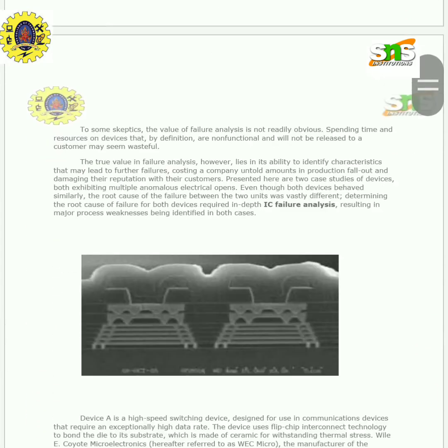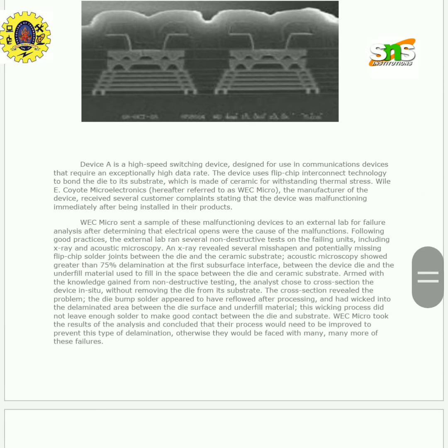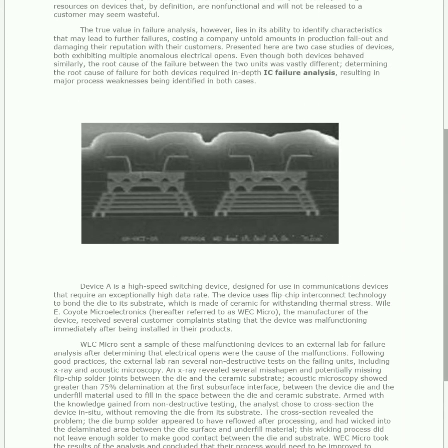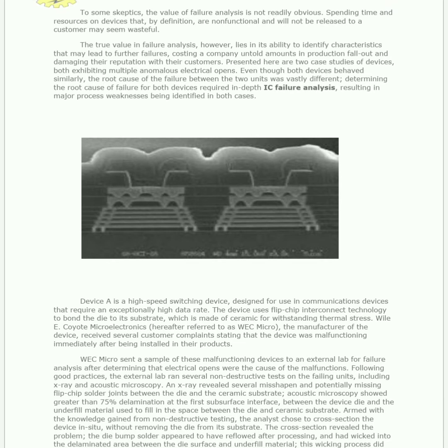Device A, here we are taking two devices for example. Device A is a high-speed switching device designed for use in communication devices that require an exceptionally high data rate. The device uses flip chip interconnect technology to bond the die to its substrate, which is made of ceramic for withstanding thermal stress. eQuiet Microelectronics, the manufacturer of the device, received several customer complaints stating that the device was malfunctioning immediately after being installed in their products. The company sent a sample of these malfunctioning devices to an external lab for failure analysis after determining that electrical opens were the cause of the malfunctions.